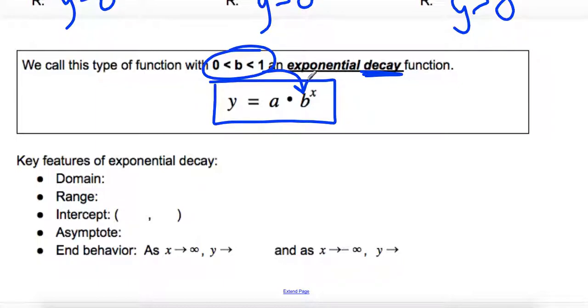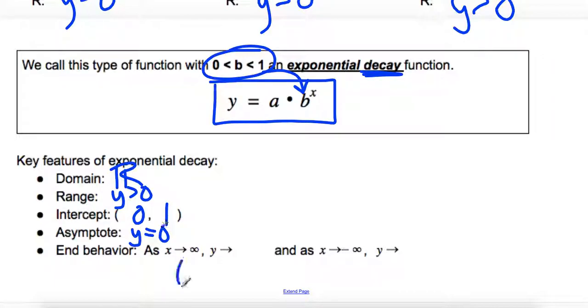Okay, this a out front, that could be a negative number. It could be something else that's going to reflect it or stretch it or compress it. Okay, if the b is greater than 1, this would be exponential growth. Some key features of exponential decay. The domain is all real numbers. The range is greater than 0. And notice all of them had the same intercept, 0, 1. They all had the same asymptote, y equals 0. Now that's before transformations.